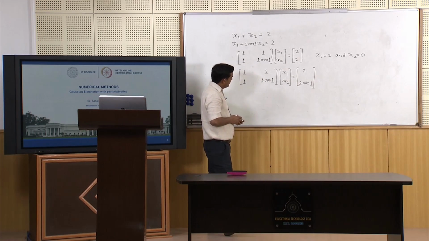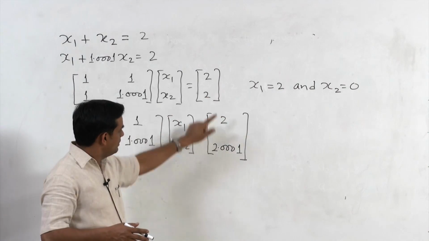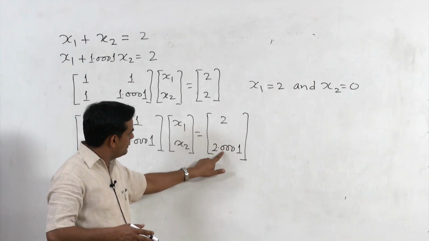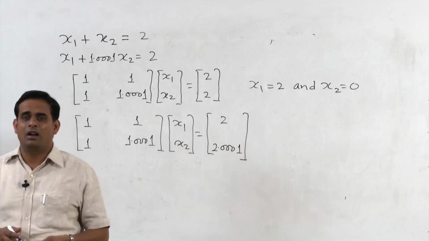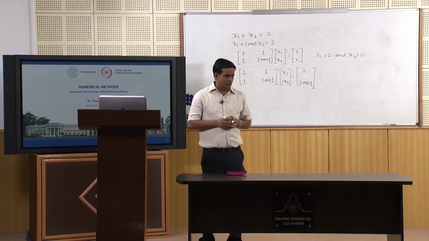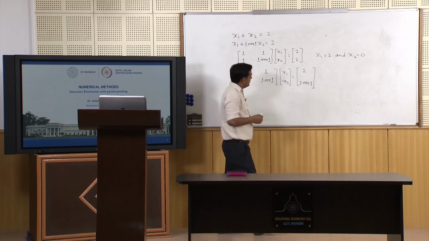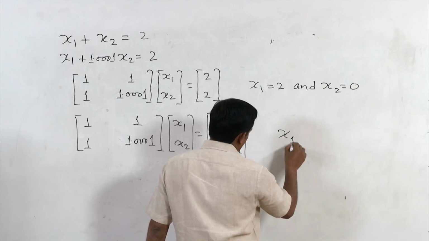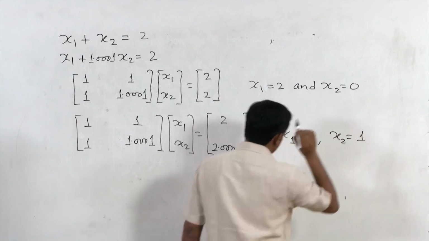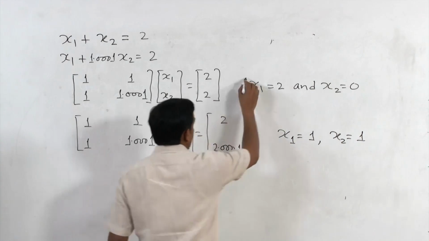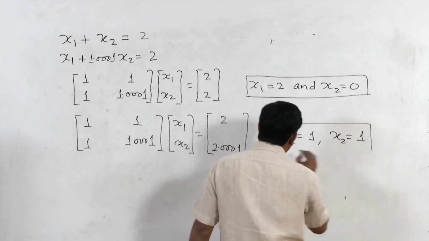So, what will happen? I am having a very small change in the input data. Earlier it was 2, now it is 2.0001. That is a change of the order of 10 raised to power minus 4. Now, if we look at the solution of this new system, what will I get? x1 equals 1 and x2 equals 1. Now, look at these two solutions and the two systems.